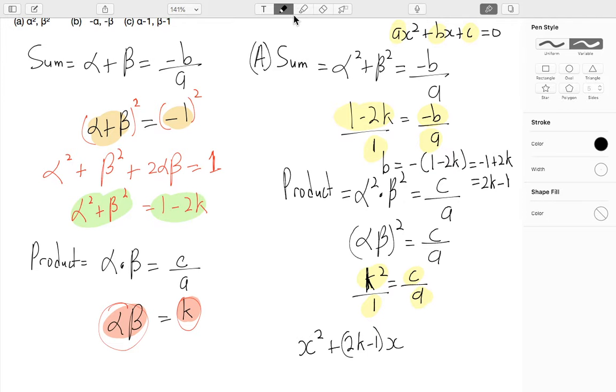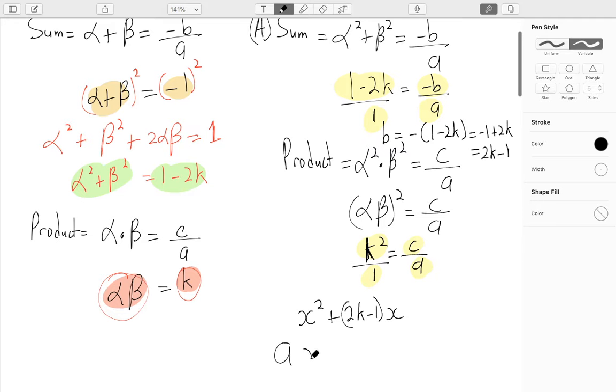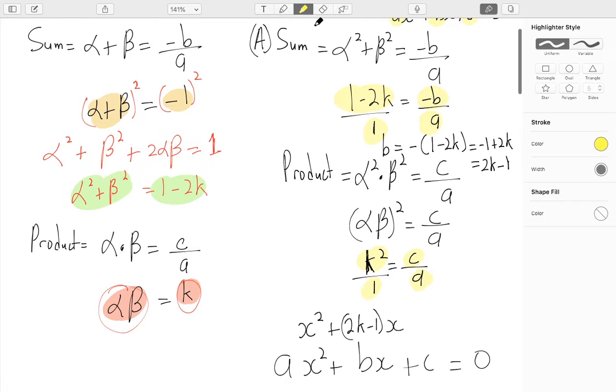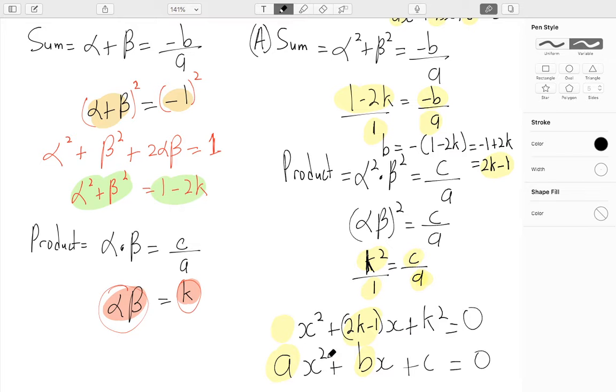X. I might be confusing you. Let me write this out nice. So what is our a? Our a here, we said, was 1, which is basically nothing. Our b we said is 2k minus 1. That's why you have to have the x. And then our c is k squared. Plus k squared is equal to 0. So this would be your final answer there.